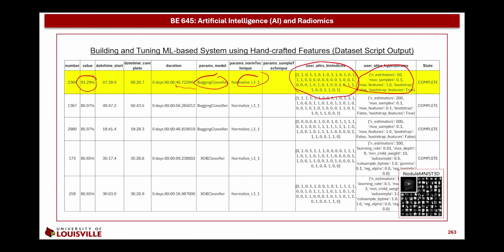So for example, here and here, this one reported higher performance than the second one, and it took less time than that one. And this, of course, may be a result of the feature selection and also the hyperparameters.